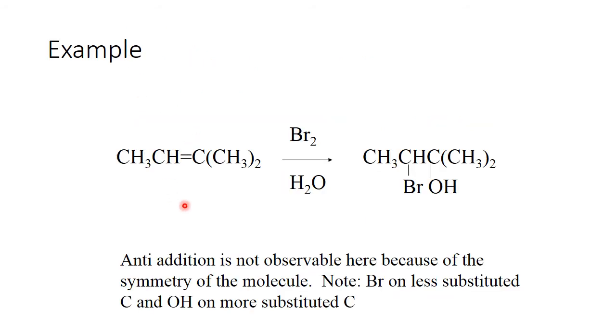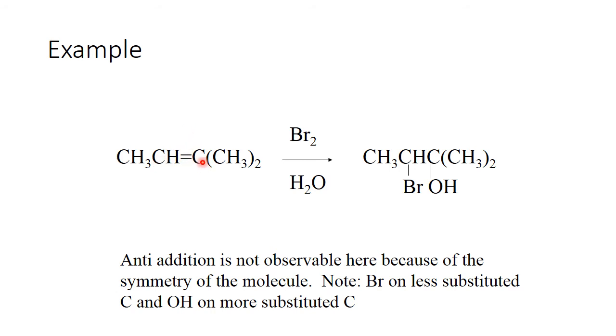Okay, so here's an example. Notice this carbon is different from this carbon. This carbon has 2 methyls on it. This only has 1. So when the bromine adds to this, it's going to make a bromonium ion, and that bromonium ion opens up slightly to put a positive charge on one of these carbons.